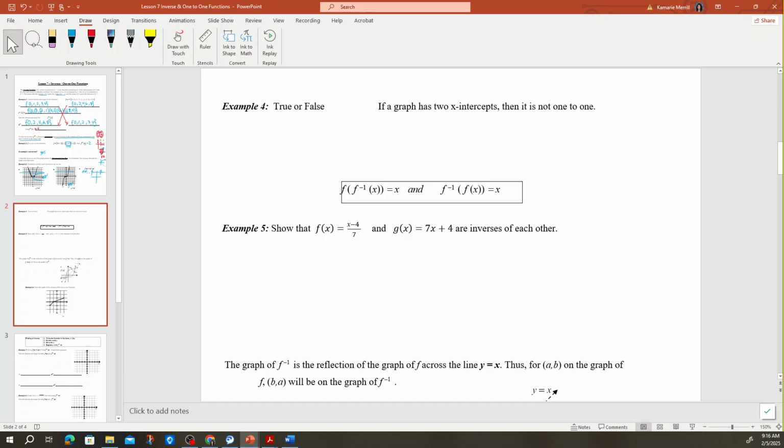Not one-to-one, because two x-intercepts. Do two x-intercepts pass the horizontal line test? No. So true, it is not a one-to-one function, because they would not work.